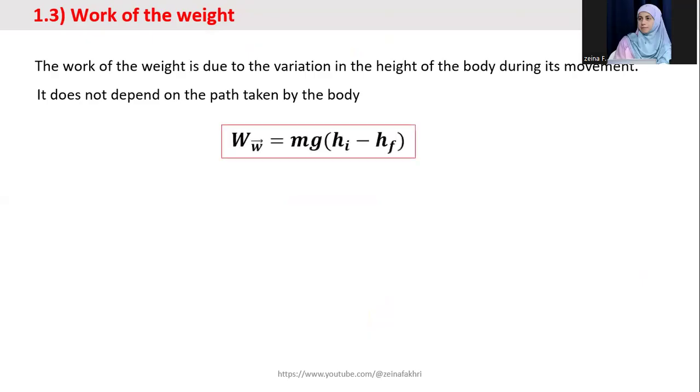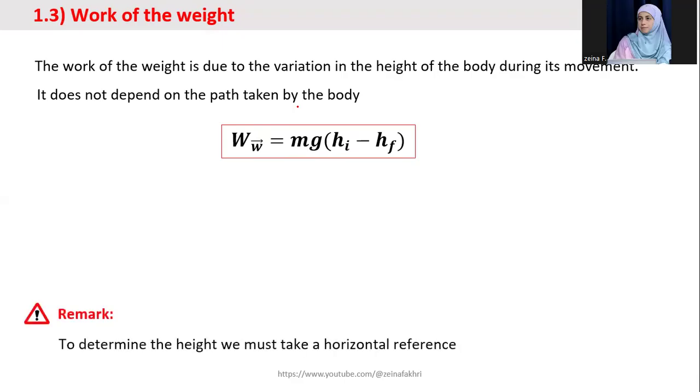So this is why we can say that the work of the weight is given by the mass times the gravity times the initial height minus the final height. The object is moving from a certain height into another height, and its height is changing due to the work of the weight. In this case, we have to pay attention that we must take a reference in order to determine the height of the object.